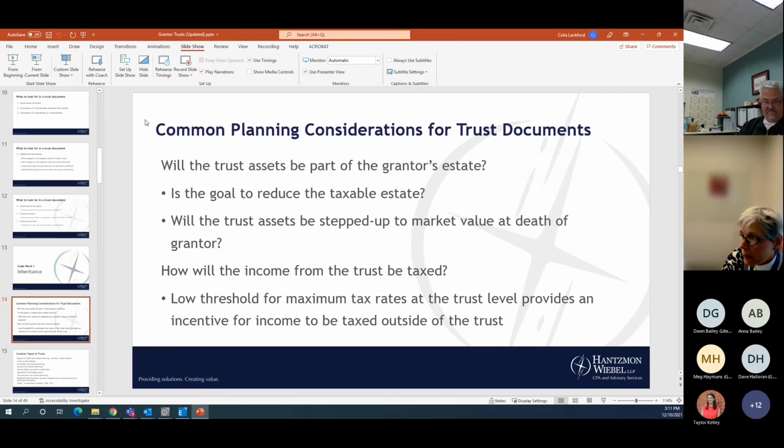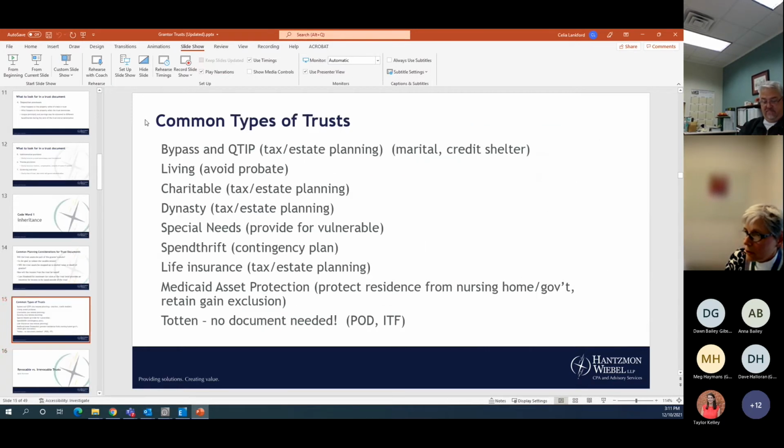All right. In our final slide for the overall trust items, I'm just going to give you a little bit of information about some common types of trust that we see, to let you realize, especially, there are so many types of trust.